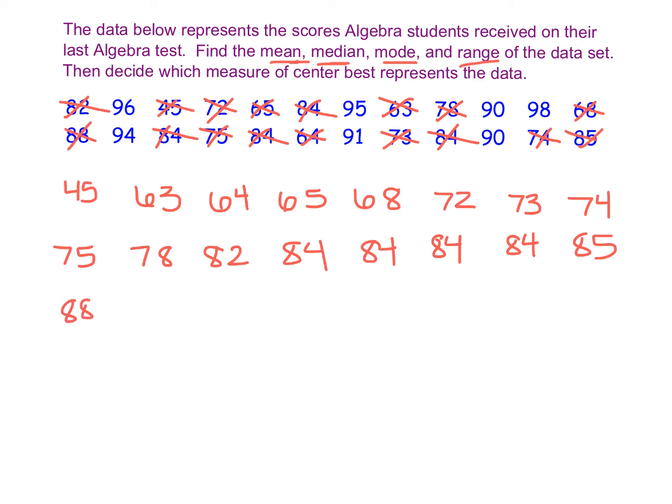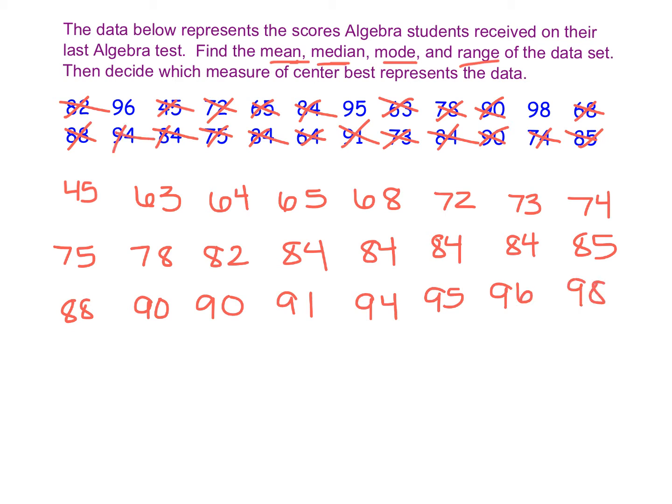And then finally onto the 90s, I see 90, 90, 91, and then I see I have 94, 95, 96, and 98. So cross those last four off.